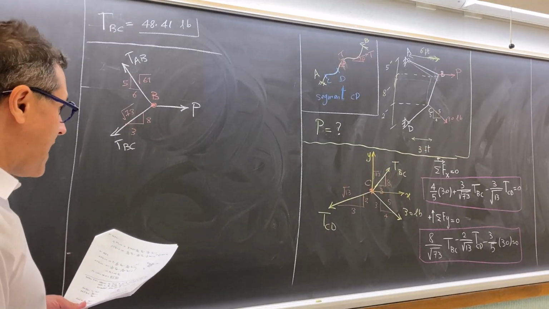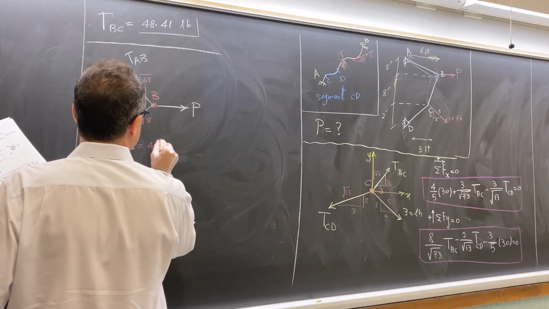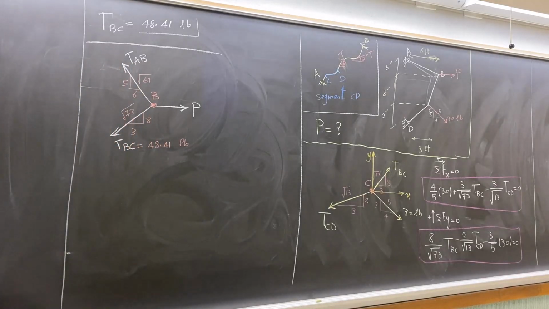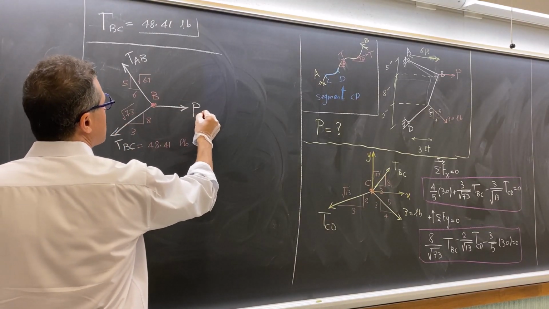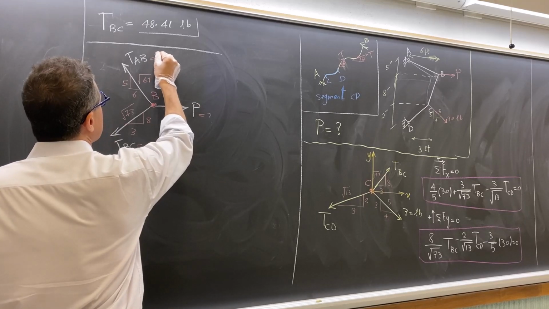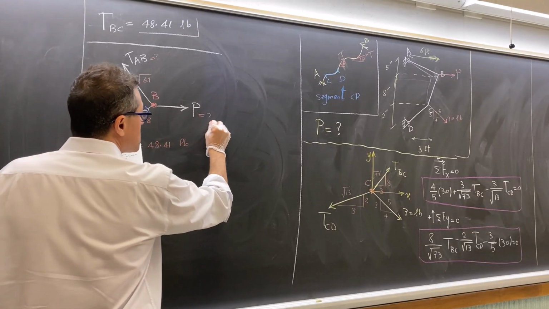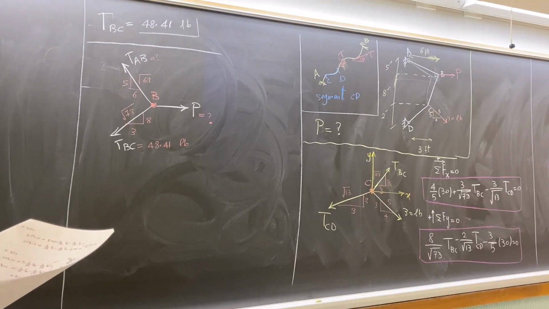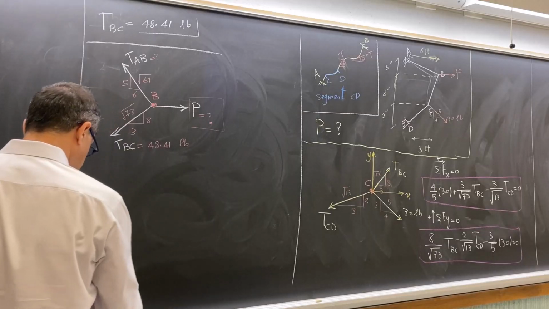TBC is already found, so the value for TBC is 48.41 pounds. So you can write two equations of equilibrium for the free body diagram of joint B, and then you can find the P value, which is unknown. You can find TAB, which is unknown. But of course, we are just looking for P. So be careful during the exam, save your time, go for what you need to do. So we are looking for the value for P.